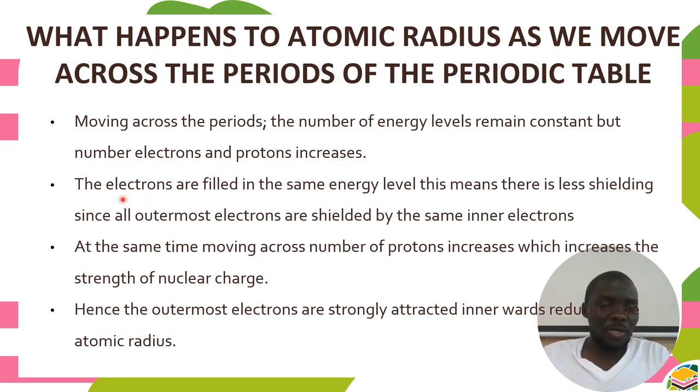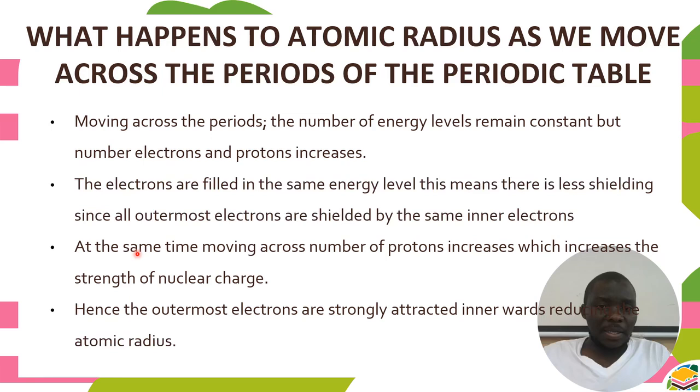So that means the shielding, for example if we take period number 1, group number 1 up to group number 8 or 7, they are going to experience the same shielding because in the inner energy level, they are going to have 2 electrons. So the shielding effect is also less and is constant amongst the elements in the same period.